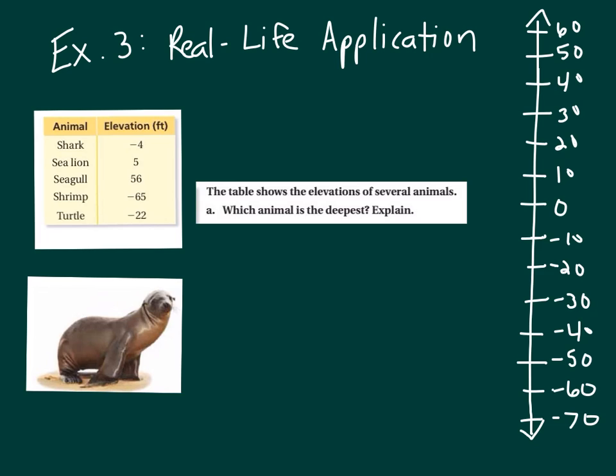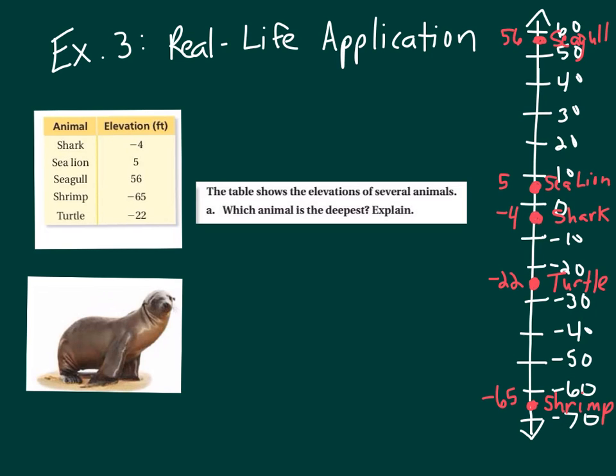For example 3, we're going to look at a real-life application, and the table here shows the elevations of several animals in feet, and they want to know, first of all, which animal is the deepest. To explain, we're going to go ahead and plot those on a number line, and this time we're going to use a vertical or up and down number line, just since we're talking about deepest and elevation, which usually goes up and down. So go ahead and plot these points.